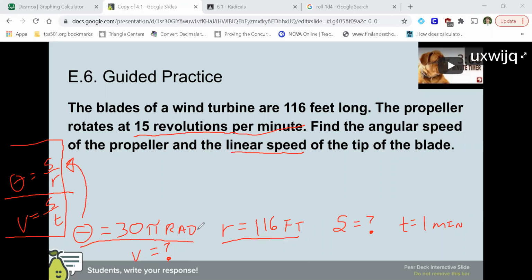Okay. All right. So let's try. We're going to plug these into this first formula. That way we can find out. So we're going to get 30 pi equals S over 116. All right. If I want to solve this for S, what do I do?